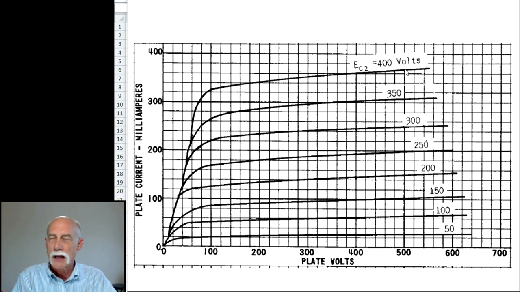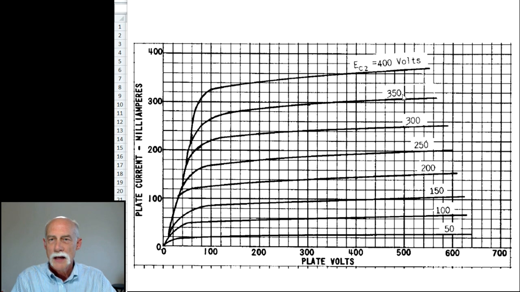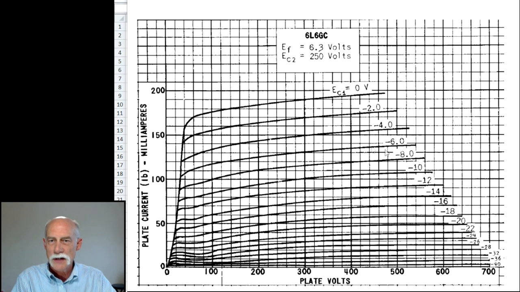I want to point something out here. These lines don't necessarily match the other lines. Let me point that out. This 400 line, it comes up here, about 350 is where it plays out. If I go back here, it plays out about 350. If I go here to the 250, it plays out just at or slightly above 200 milliamps. Go back to the 250, it plays out slightly under 200 milliamps.